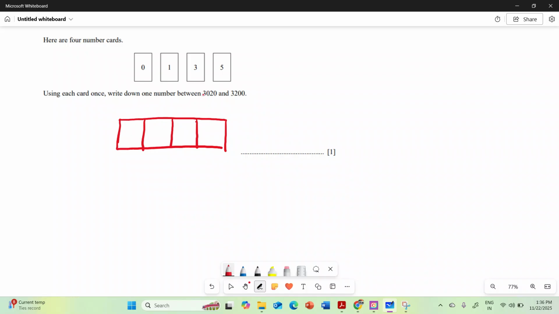Because it starts from 3, here it is 3 and this is 3. So the number we have to take is between these, and here we can write 1, 0 and 5. This is 3105.